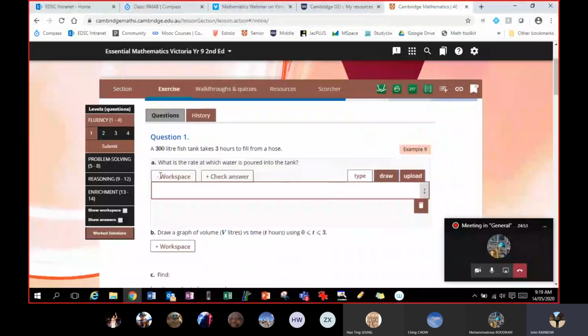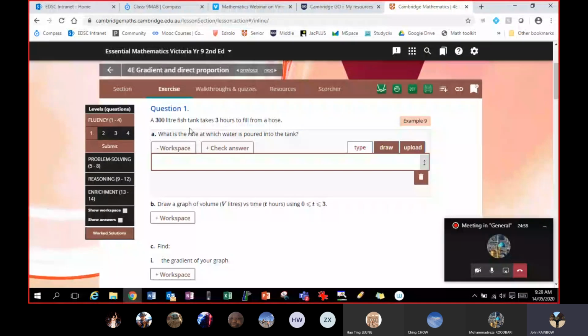If you start looking at some of these questions, a 300-litre fish tank takes 3 hours to fill from a hose. What is the rate at which the litres are poured into the tank? Well, if we want it in hours, it's going to be 100, because the gradient would be 300 divided by 3, since it would have started at 0, 0. It would be 100 litres an hour, right?